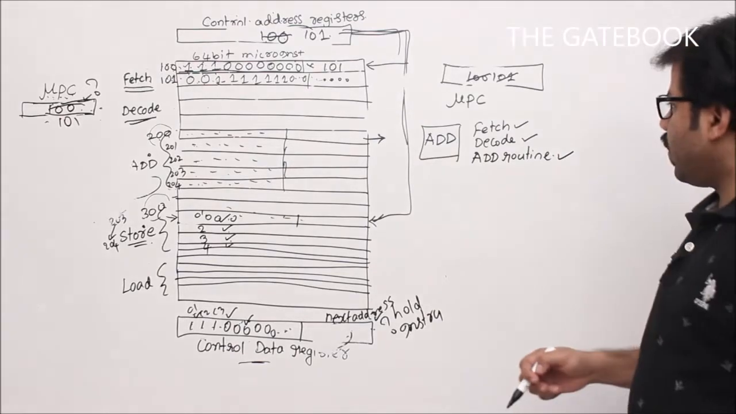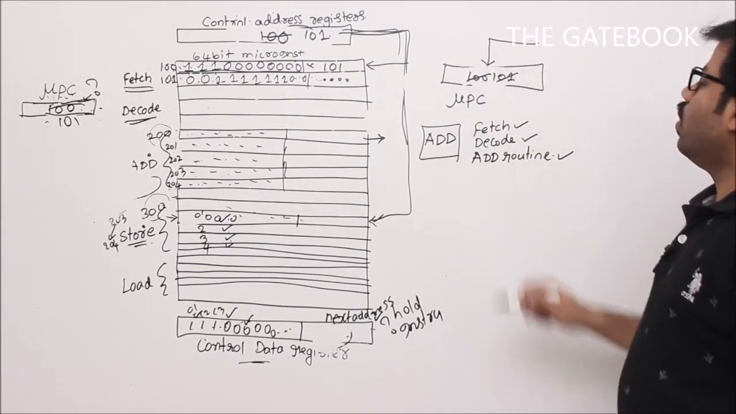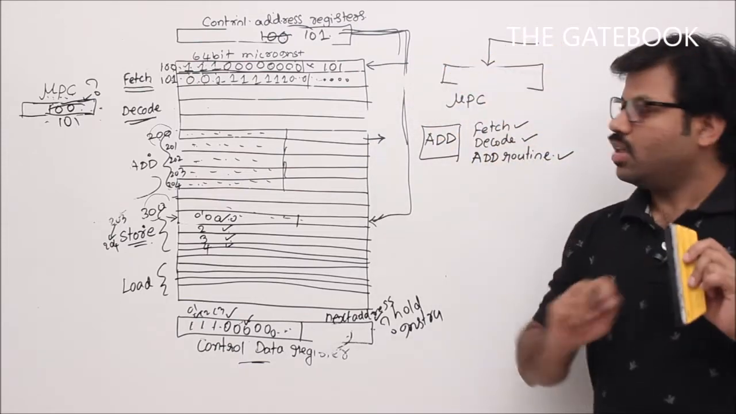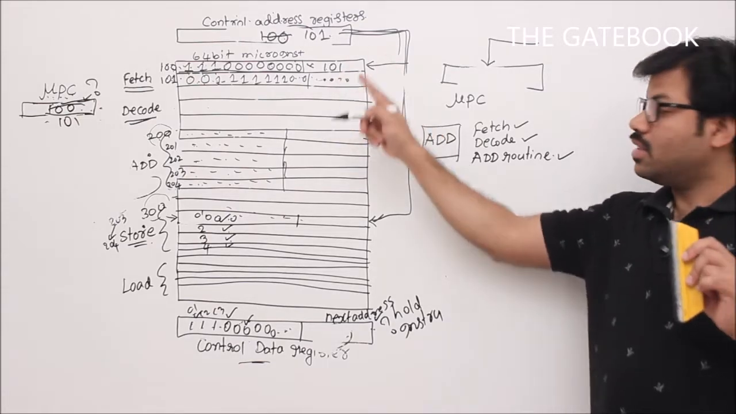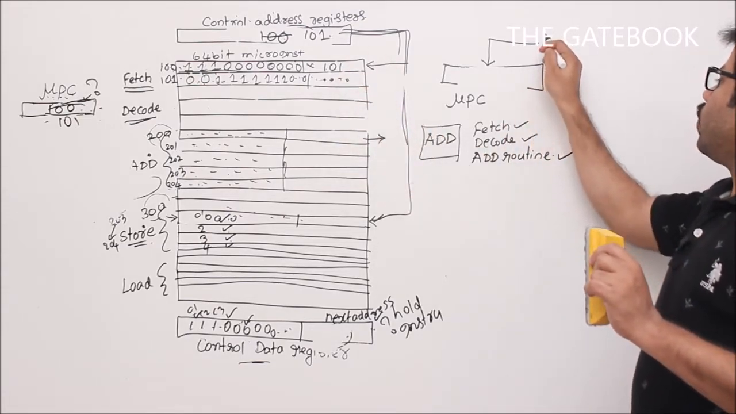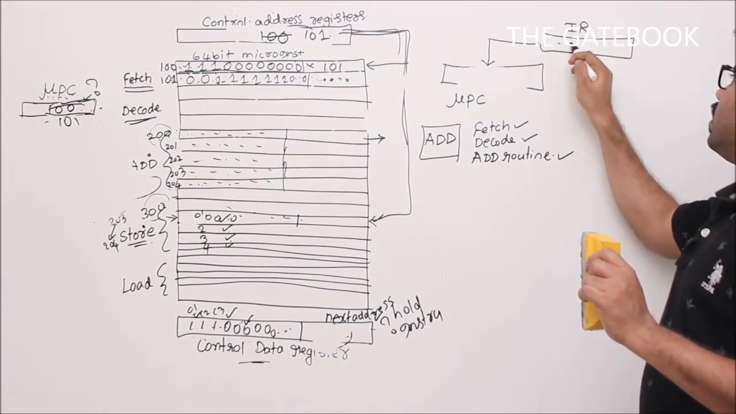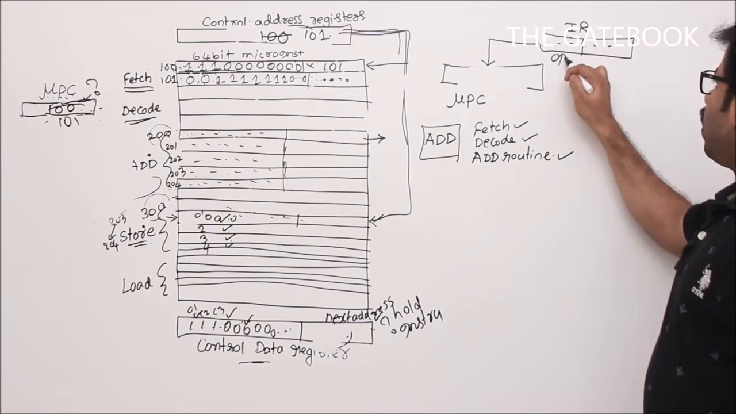But how do you decide? That's why your micro program counter is generally also connected to one more thing. That means your micro program counter should take input from two things. One is from here, that means next instruction, next address. Second one from the opcode of your instruction. So where is your instruction? Recall, it is in the instruction register, right? So in the instruction register there will be an opcode part, right?